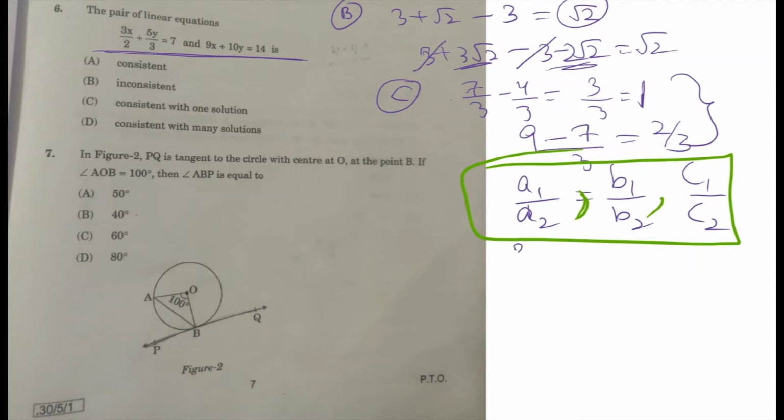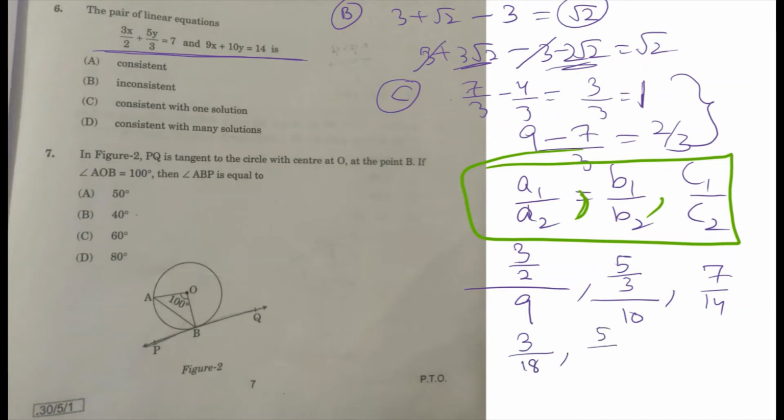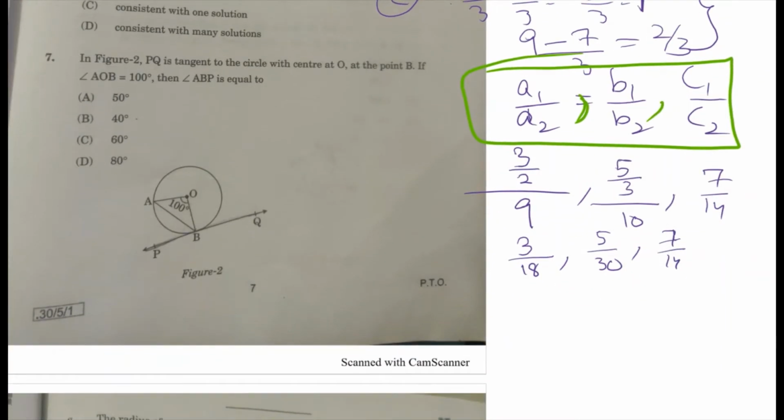A1 by A2 is 3 by 2... so 3 by 2 by A2 is 9, and B1 by B2 is 5 by 3 by 10, and C1 by C2 is 7 by 14. This is 3 by 18, this is 5 by 30 and this is 7 by 14. On simplifying this, I'll get this as 1 by 6 and this as 1 by 6 and this as 1 by 2. So here these two are equal but not equal to this third one. A1 by A2 equals B1 by B2 does not equal C1 by C2.